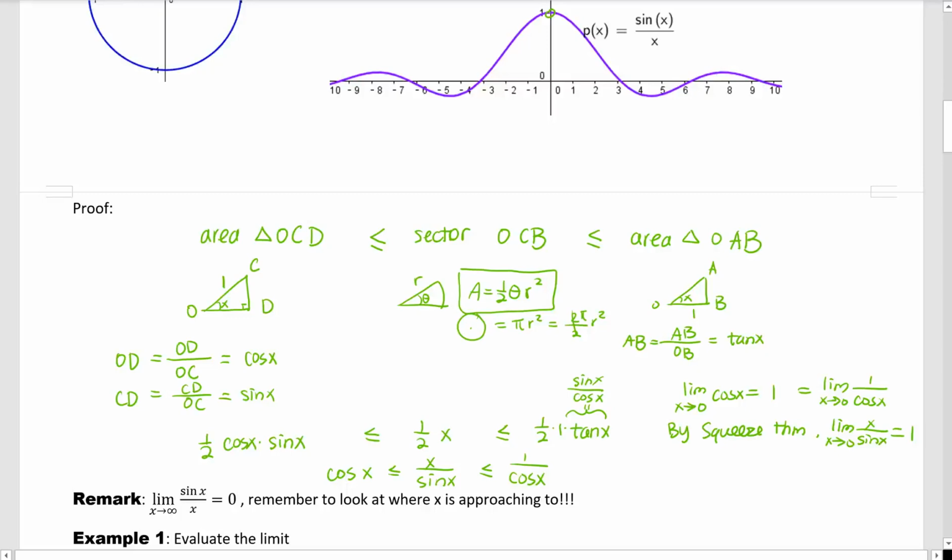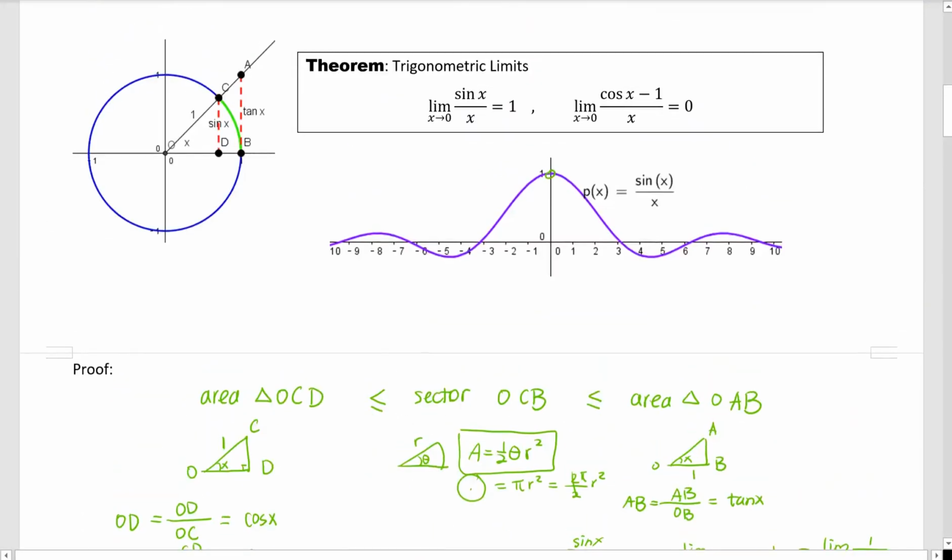Oh, and what are we looking for? We're looking for the limit of sine x over x. Well, that is 1 over x over sine x. So this is also 1 as well. So far, so good, everybody. Okay, so we have already shown the limit of sine x over x is 1. How do we show this guy?